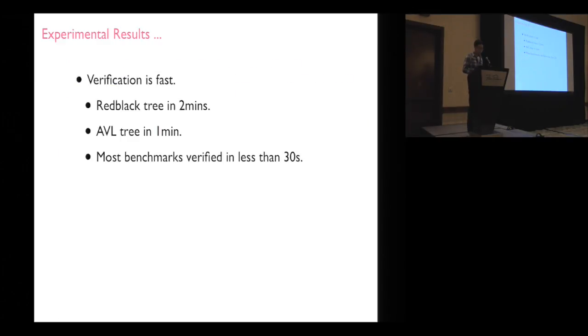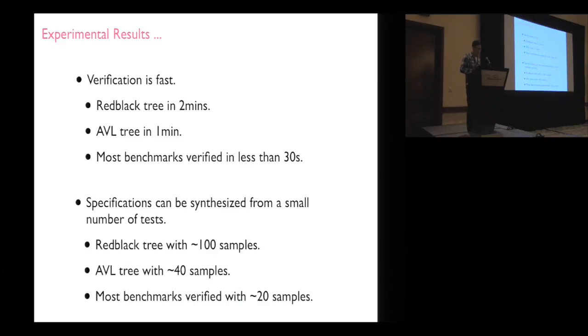In our experiment, we find that our verification is very fast. For example, for the most challenging benchmarks, the red-black trees can be verified in just 2 minutes, and the AVL trees can be verified in just 1 minute. Most benchmarks can be verified in less than 13 seconds. Our experiments also demonstrated our hypothesis that program specifications can be synthesized from a small number of tests. With 100 samples, AVL tree can be verified with less than 20 samples.